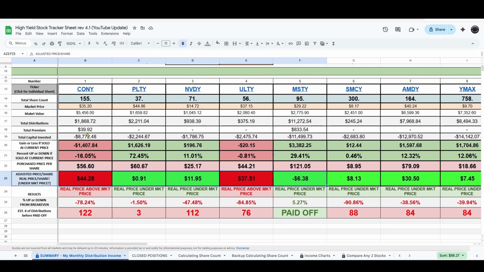I don't have to keep checking and looking, okay, well, how about SMCY? What do I look like on that one? How about AMDY? Do I need to buy more shares? Should I buy more shares? This takes all the guesswork out of it. If you're not looking to raise that real price per share or your adjusted price per share, then this sheet is a quick view so that you can quickly see which ones you need to focus on.